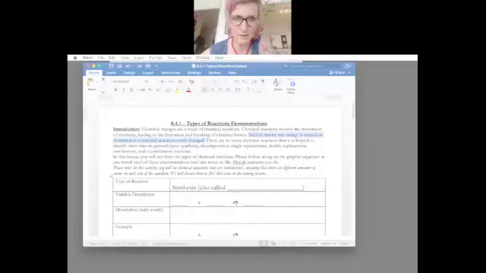So before we get started, I just want to give you a little view and reminder of what assignment I'm talking about. I've already highlighted a couple things I really want to make sure that you look at. So you've got the types of reactions demonstrations.